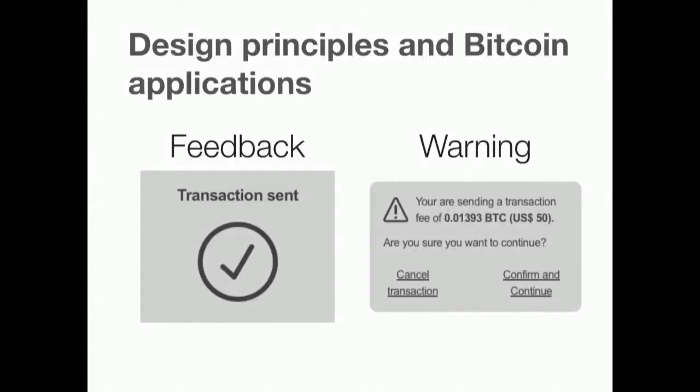In a Bitcoin wallet, an example of a good use of feedback is to tell the user that he completed an action successfully, such as sending a transaction. While the warning can be used to prevent unnoticed mistakes, such as sending a very high transaction fee. Since the Bitcoin protocol cannot be very forgiving of mistakes, there isn't much space for undoing things, then these two principles are very, very important when it comes to preventing the mistakes and reassuring the user after an important operation has been made.